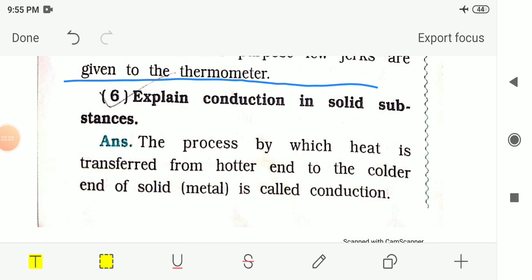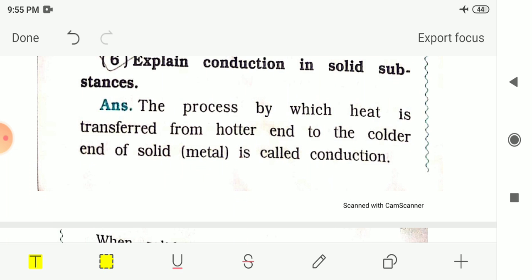Now next question, sixth number. Explain conduction in solid substance. Conduction is the process of transfer of heat in a solid substance. The process by which heat is transferred from the hotter end to the cooler end of a solid, or you can say metal, is called conduction.